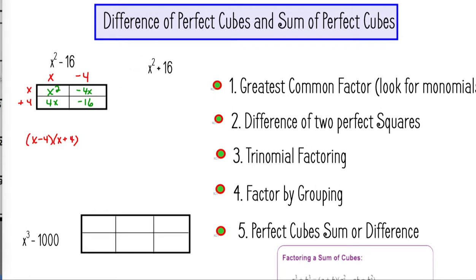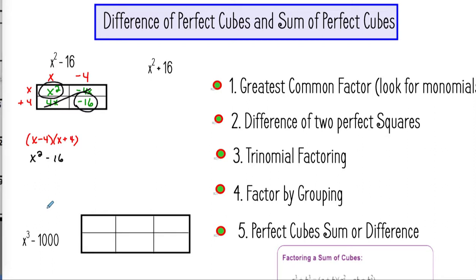So what happens here now is you look and you see that, oh, okay, x squared has nobody to combine with. 4x and negative 4x cancel each other out. And negative 16 has nobody to combine with. So x minus 4 times x plus 4 is x squared minus 16.